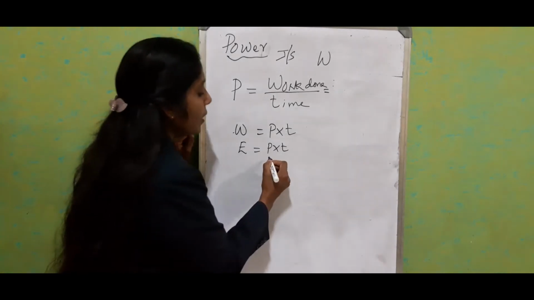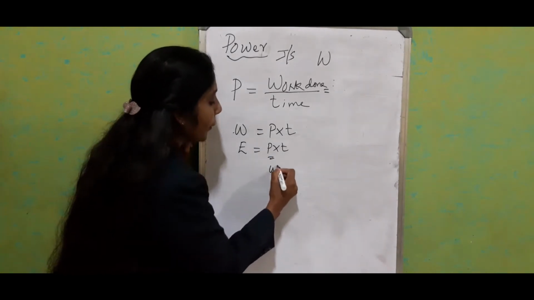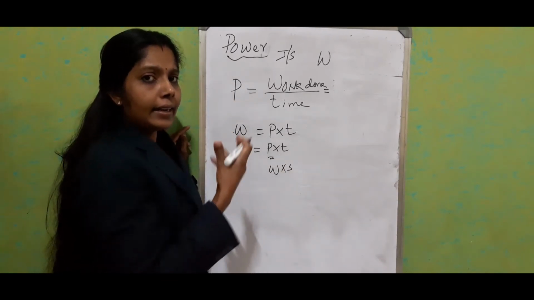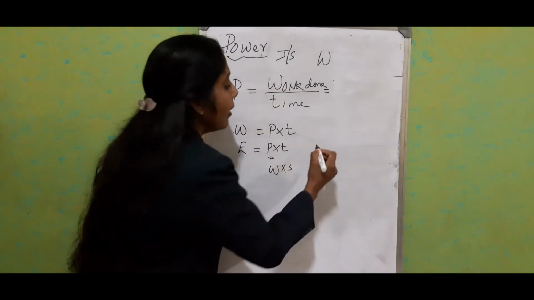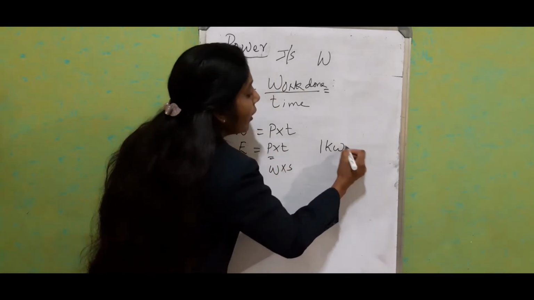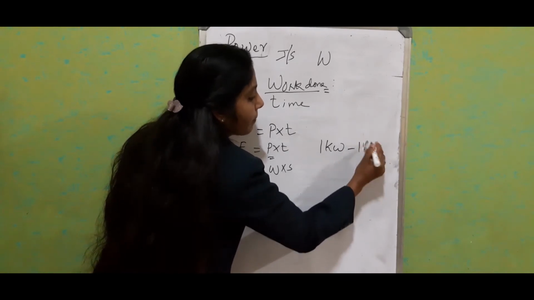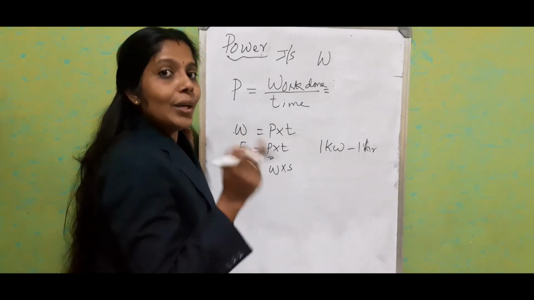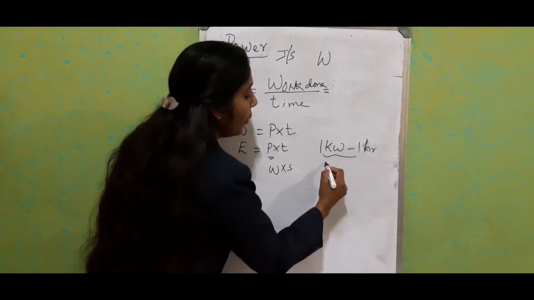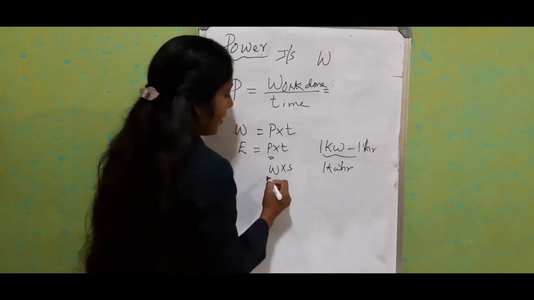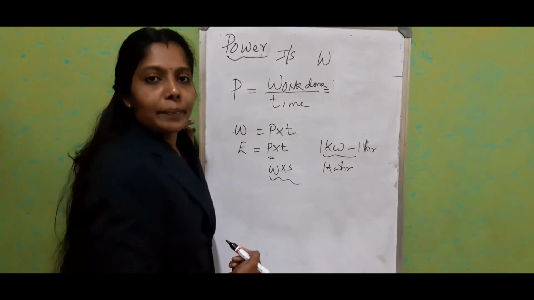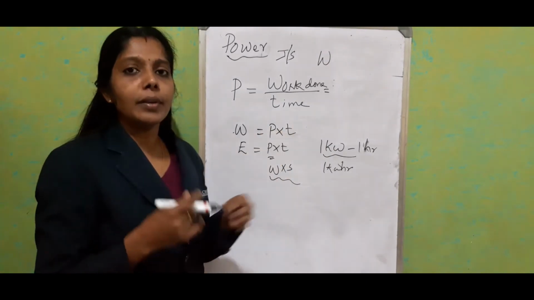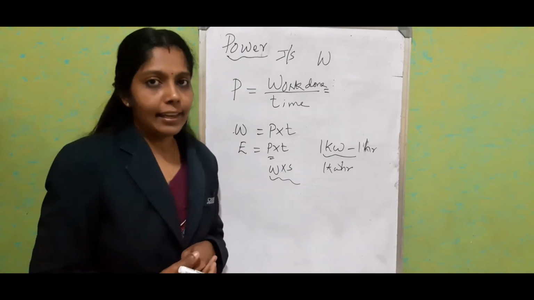Let's see. What is the unit of power? It is watt. What is the unit of time? It is second. Just consider an electrical machine having a power of 1 kilowatt working for 1 hour. A 1 kilowatt motor is working for 1 hour. So the electrical energy consumed is equal to 1 kilowatt hour, power into time. This is the way we calculate the electrical energy consumed, and according to that we pay the electrical bill.